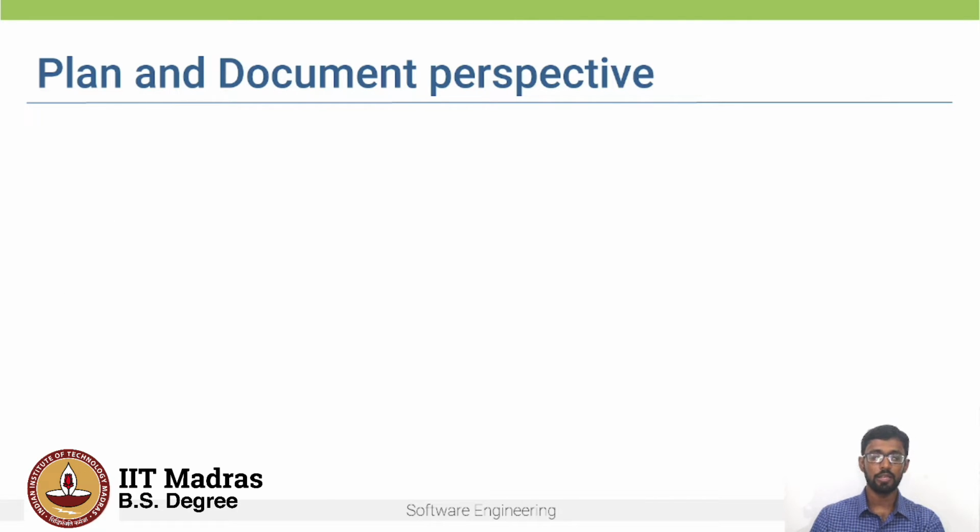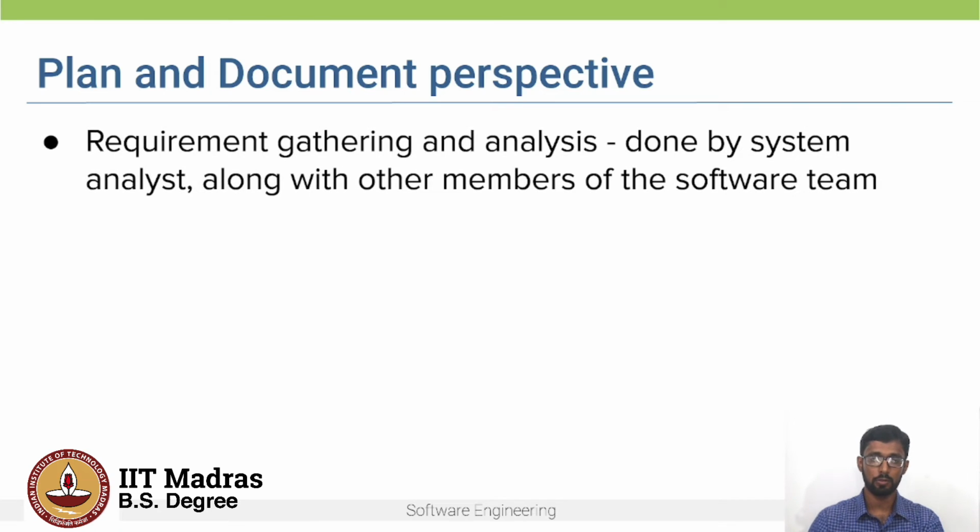In the first week, we looked at two prominent software process models, the plan and document model and the agile model. And recall that in the plan and document model, significant time is spent in planning and documenting the entire software process. And in the plan and document perspective, requirement gathering and analysis is usually done by a person known as a system analyst in consultation with other members of the software team.